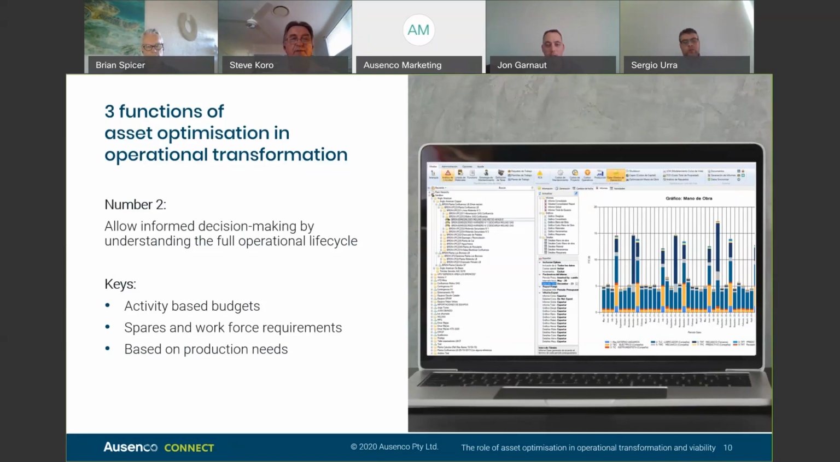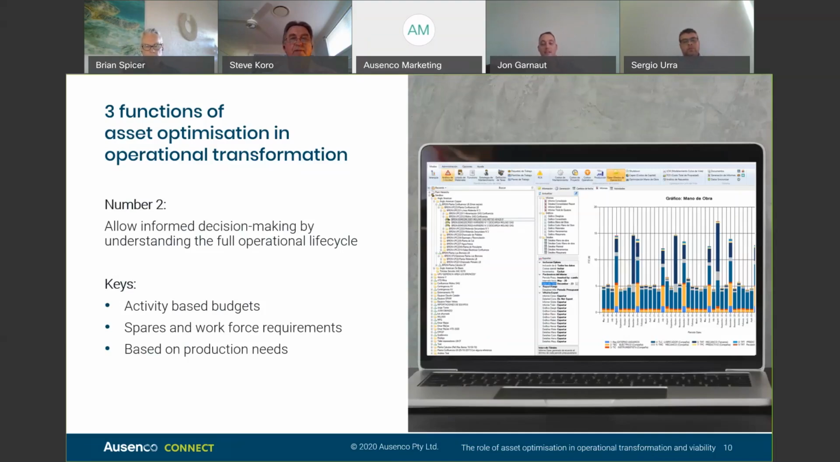So the first key point there is activity-based budgets. What we're talking about here is budgets produced from a zero base. This is building up budgets from the activities which are driven from the strategies, as Brian was explaining. When we talk about this, this is both operational and capital budgets. So the day-to-day operations and the long-term sustaining view.